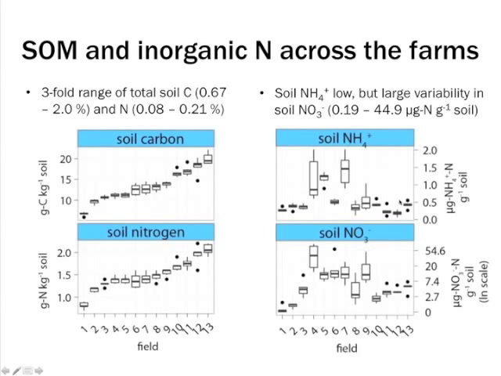Let's first take a look at the soil organic matter and inorganic nitrogen across the farms. On the left, we see soil carbon and nitrogen, and there was a threefold range of soil carbon across these different fields, and you'll see that I've ordered them in terms of soil carbon. On the other hand, soil ammonium, which is on the right top graph, was relatively low and not that variable. But there was a large amount of variability in soil nitrate, so much, in fact, that I had to compress the y-axis here so that we could see it all. And this ranged all the way from less than 1 all the way up to 45 micrograms of nitrogen per gram of soil.